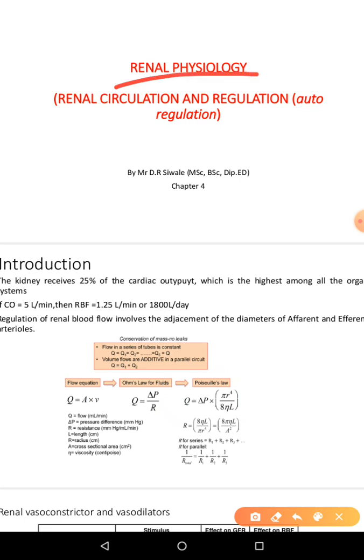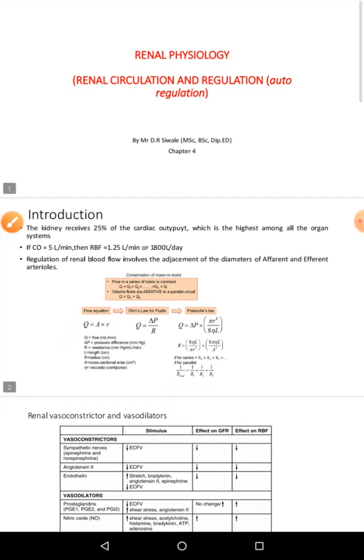In this lecture, I'm going to look at renal circulation and regulation. In other words, we are looking at renal blood flow. That is blood flowing to the kidneys and how that blood flow to the kidneys is regulated. Okay, how it is controlled.